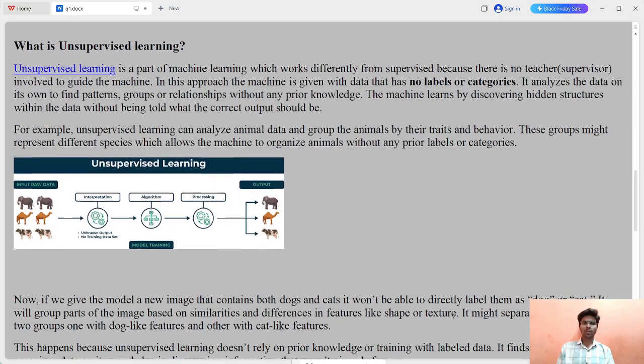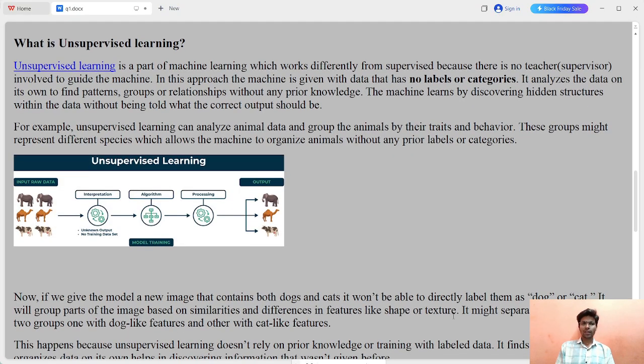Let's move on to unsupervised learning. Unsupervised learning is a part of machine learning which works differently from supervised learning because there is no teacher or supervisor involved to guide the machine. In this approach, the machine is given data that is not labeled or categorized. It analyzes the data on its own to find patterns, groups, or relationships without any prior knowledge. The machine learns by discovering hidden structure within the data without being told what the correct output should be.